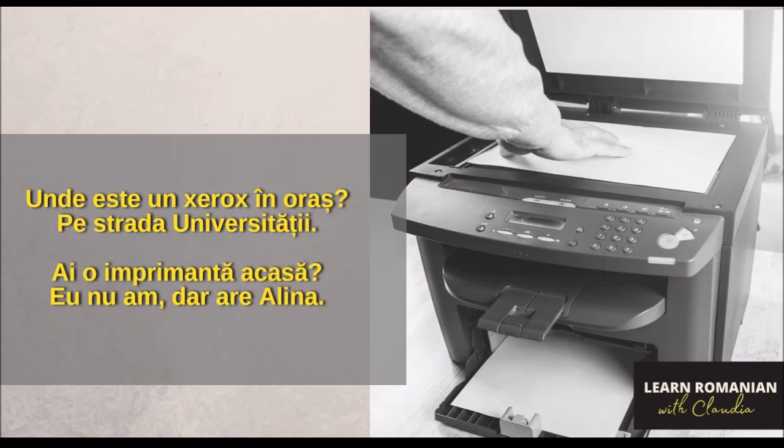Ai o imprimantă acasă? Do you have a printer at home? Eu nu am. I don't have. Dar are Alina. But Alina does. So, are means has. So the literal translation would be I not have, but has Alina. I know it sounds really funny if you translate it word by word in English. I'm just doing this sometimes so that you can understand the structure of the Romanian sentence and how it differs from English. So, eu nu am, dar are Alina.